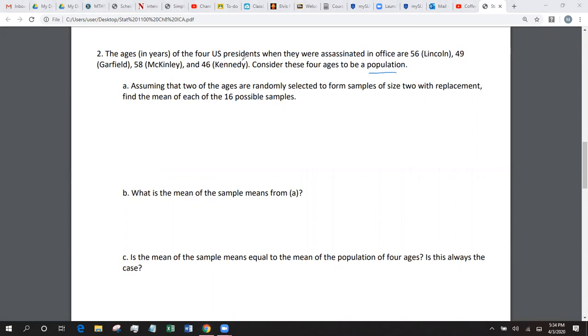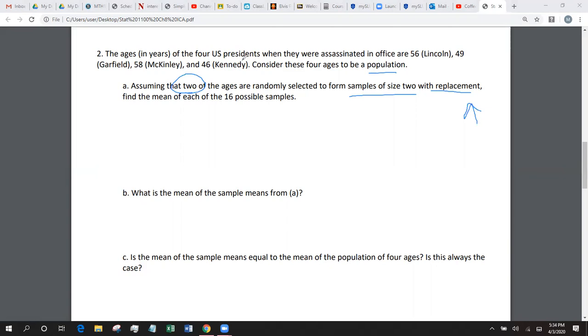Assuming that 2 of the ages are randomly selected to form samples of size 2 with replacement, find the mean of each of the 16 possible samples. So since we can have replacement, we're looking for how many different combinations can we have here. If we're looking to pool 2 people, since we can have the replacement, we can pool 1 age, and then still, whenever we go back to form the second part of that sample, pool that same age again.